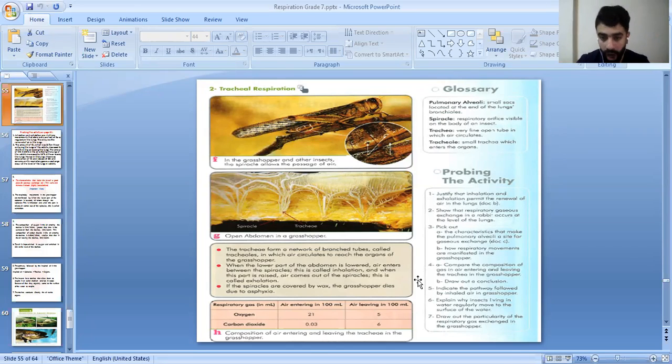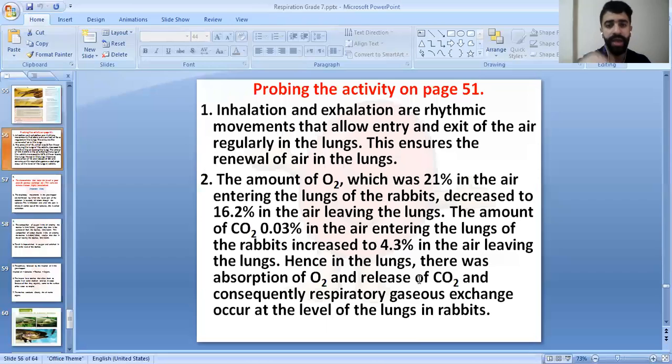the grasshopper dies due to the lack of oxygen. So justify why inhalation permits the renewal of the gas. We said that it's rhythmic, it occurs continuously. Inhalation and exhalation are rhythmic movements that allow the entry and the exit of air in the lungs. This ensures the renewal of the air. The air is going to be renewed every time. Okay, guys, let's move to the second part.